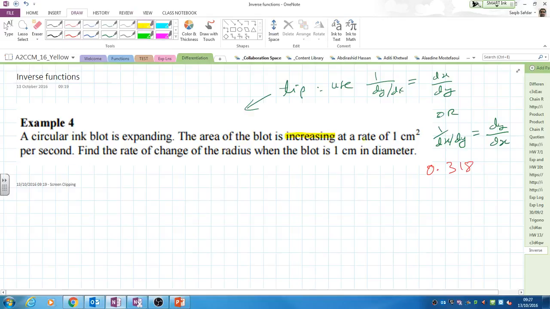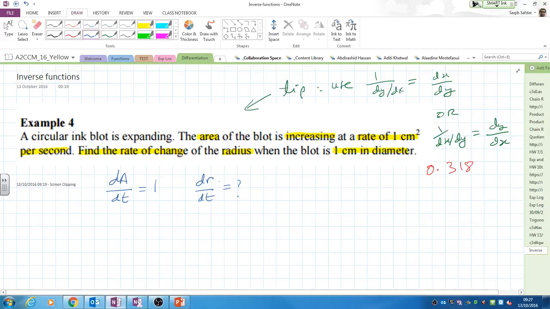Firstly, there's an increase of area at a certain rate. And the rate of change of the radius: what we want to do is find the rate of change of radius when the diameter is 1 centimeter. So let's put a couple of things in there. Firstly, the area is increasing, so therefore dA over dt equals 1. And we want to find dr over dt. Okay, that's what we want to find.